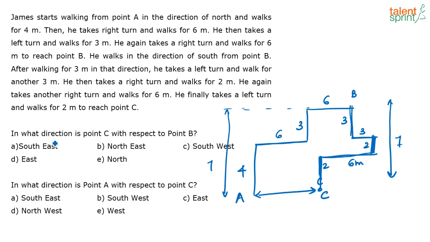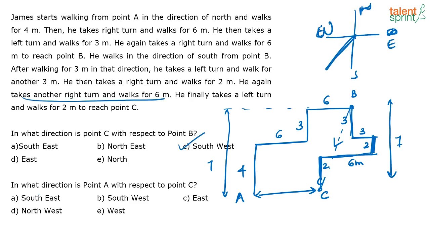Now the question is, in which direction is point C with respect to point B? See, this is point B, point C is here. Now this is 6, you have 3, here you have 6, okay. So it is in this direction. So what direction is that? That is south west. So I can say that point C is in the southwest direction with respect to point B. The correct answer is option C.